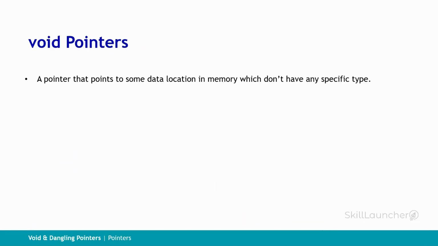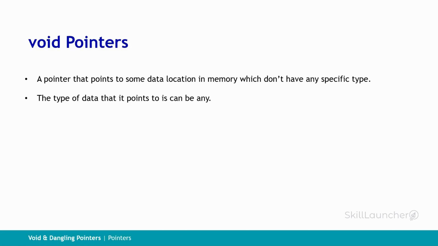A pointer that points to some data location in storage which does not have any specific type is a void pointer. Void refers to type. Basically, the type of data it points to can be of any type. If we assign the address of a char data type to a void pointer, it will become a char pointer. If we assign an int data type to a void pointer, then it becomes an int pointer, and so on. So any pointer type is convertible to a void pointer, hence it can point to any value.